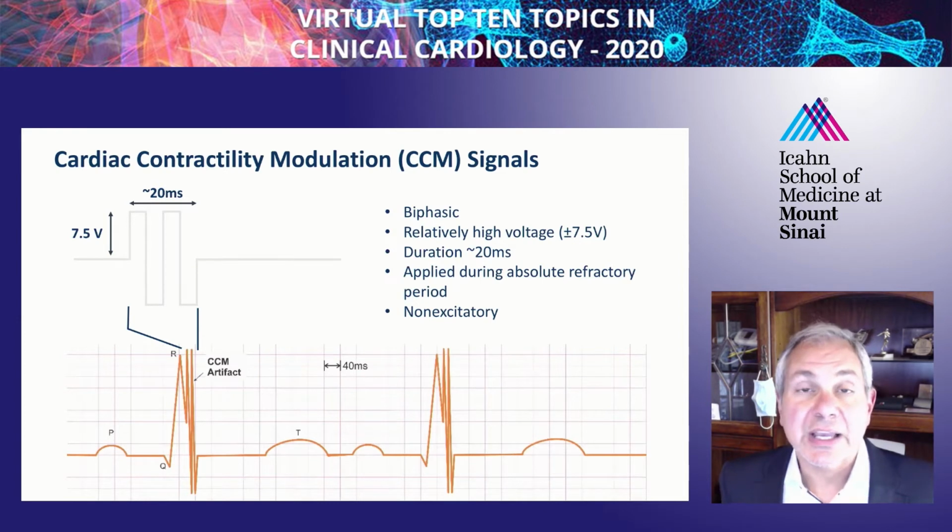First of all, what is cardiac contractility modulation? Well, shown here are CCM signals, which are relatively high voltage, biphasic electrical signals that are applied to the heart during the absolute refractory period of the cardiac cycle. As such, these electrical impulses are non-excitatory, but they perform a number of favorable effects on the heart that result in an improvement in cardiac contractility, without any increase in myocardial oxygen consumption or work, thus improving the efficiency of the heart as a pump.